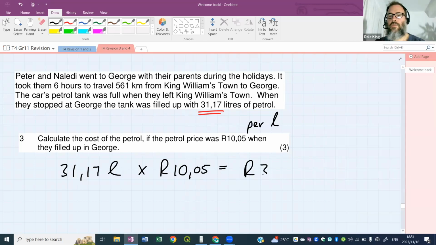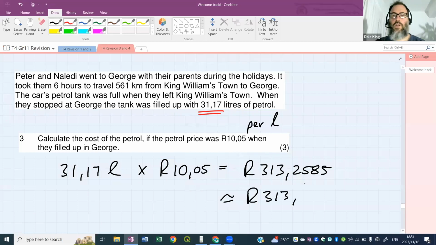3132585, and obviously we're going to round this off. They didn't give us an instruction, so we will round off to 2 decimal places. We will look at the second decimal, and will it change? Yes, it will. So 313.26.